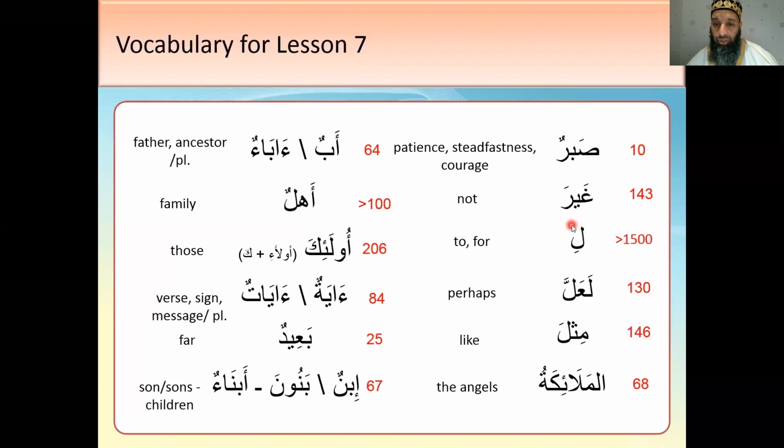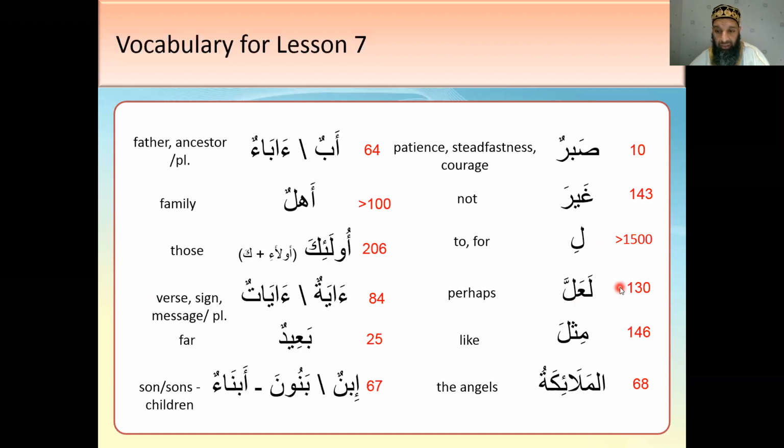غير, not. غير المغضوب عليهم, not of those who earned anger of Allah subhanahu wa ta'ala. Li, so li is the attached pronoun. Lil Muslimin, lis Sadiqeen. 1,500. La'alla is perhaps. 130 times.